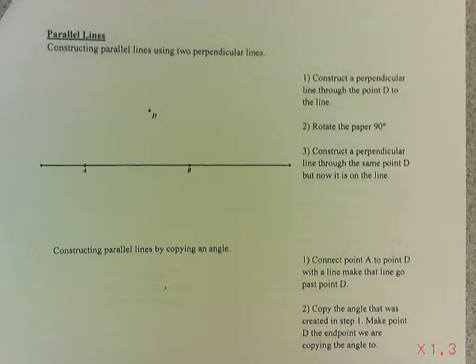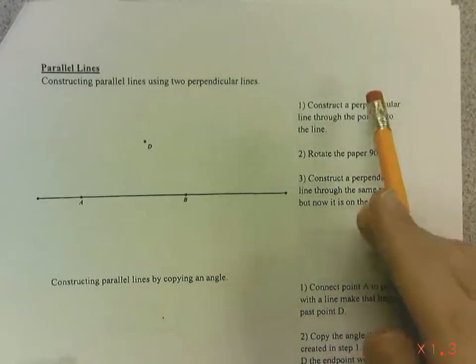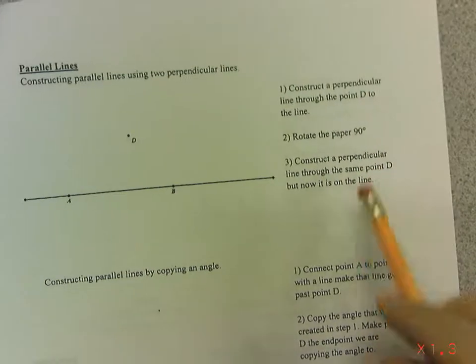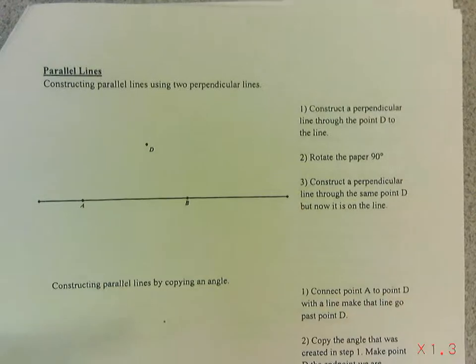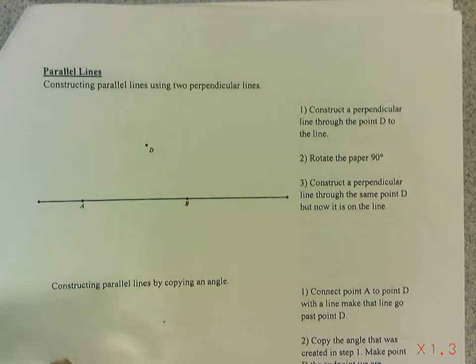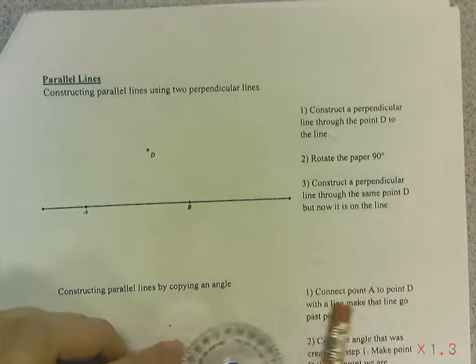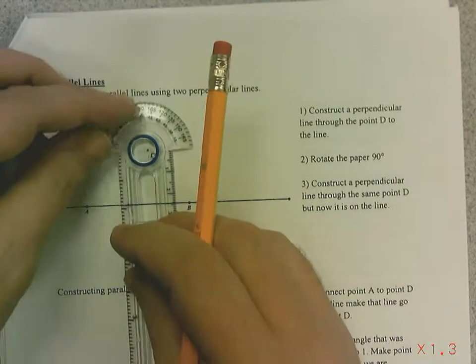This first example I'm going to show you involves using perpendicular lines. The steps just kind of talk about the constructions you've already done. If you need more steps on how to do this, refer to the previous page on the perpendicular lines. But the first thing it wants me to do is construct a perpendicular line that goes through the point.